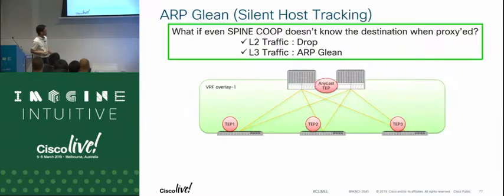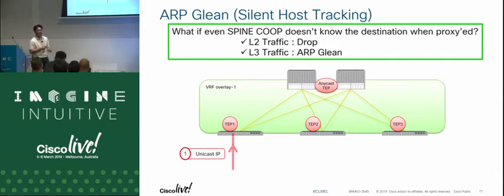Okay? Then now, the ARP glean, silent host detection. Okay? Like we mentioned, L2 traffic, we can't do it, so we just drop it. So please be careful when you have an L2 silent host. But for L3 traffic, we can do ARP glean. So let's take a look at how we do that.